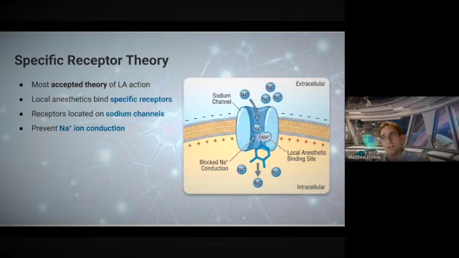Specific receptor theory is the most accepted explanation for how local anesthetics work. Local anesthetics bind to specific receptors within the sodium channel, not just the outside of the nerve. This detail matters because it explains why the drug must first get inside the nerve to work.